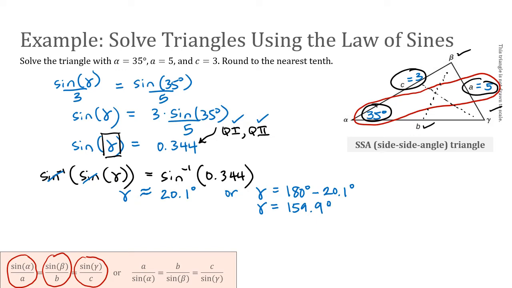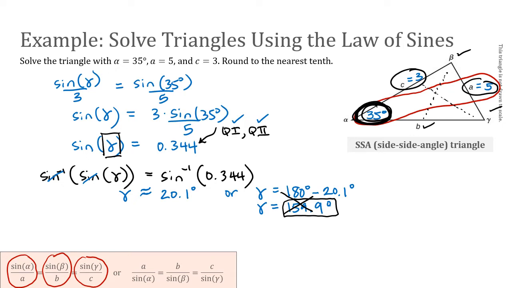Now, can I use both of those angles? Well, the answer is no. I want you to think about this for a minute. If the angle that was given is 35 degrees, right? That was given. If I try to use 159.9 degrees, what's going to happen? Well, 159, we'll call that 160. 160 degrees plus 35 degrees is 195 degrees. That's too big, isn't it? We can't have that much in a triangle. So that, even though it's a possible solution to that inverse, it doesn't work in this triangle. So we're only going to use a gamma of 20.1 degrees.